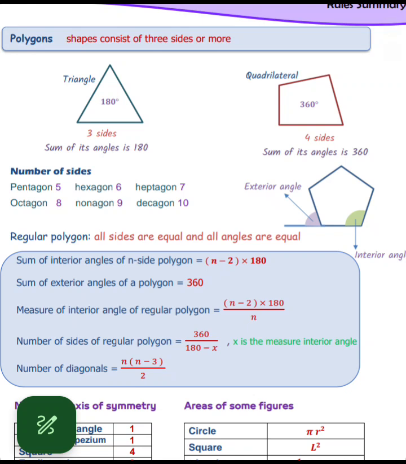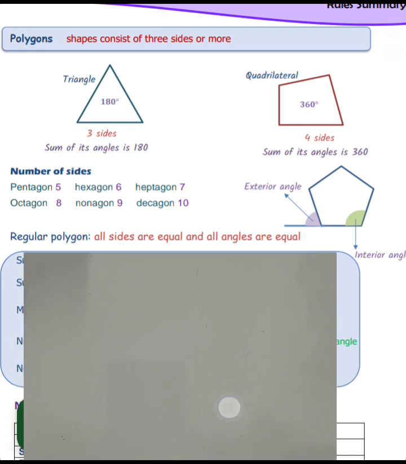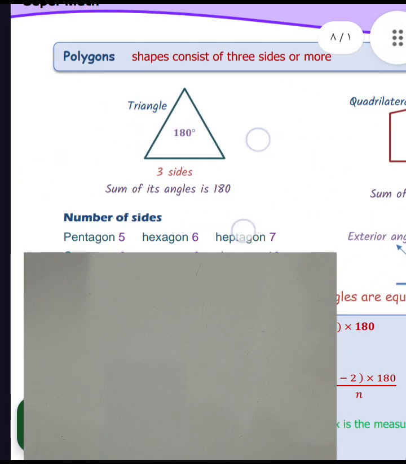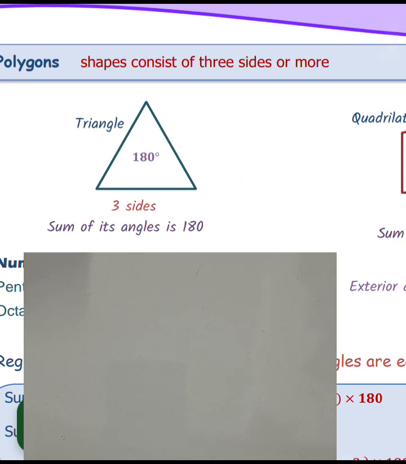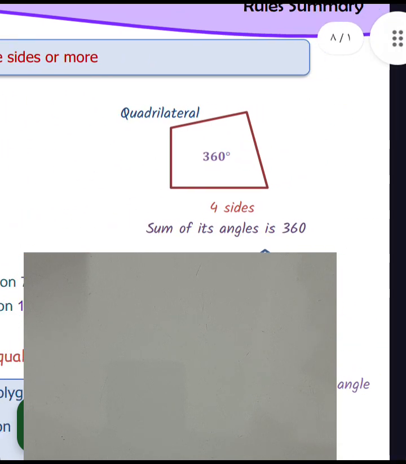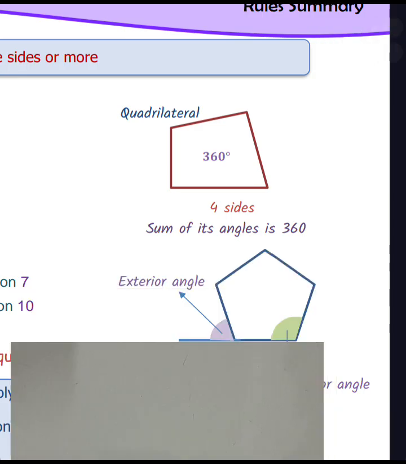Today I will explain rules in mathematics, geometry, second term. First, we'll talk about the polygon. We know polygon shapes consist of 3 sides or more, such that a triangle has 3 sides and a quadrilateral has 4 sides. The sum of angles in a triangle equals 180 degrees, and in a quadrilateral the sum of interior angles is 360.